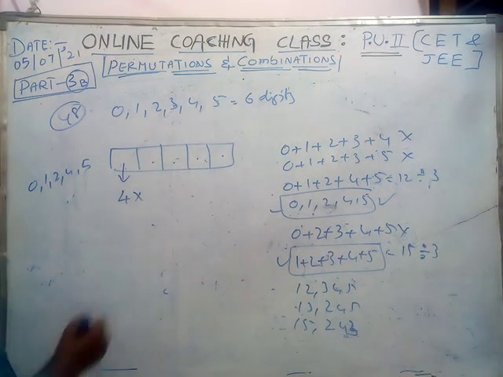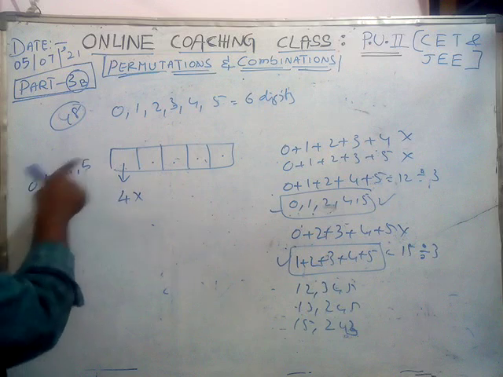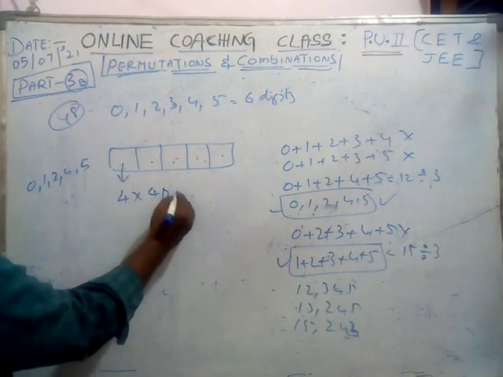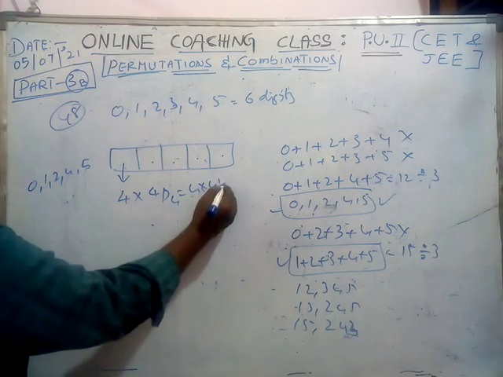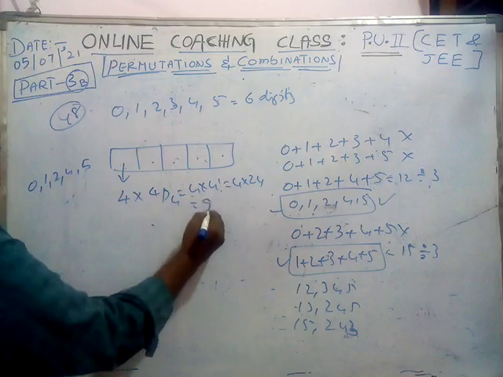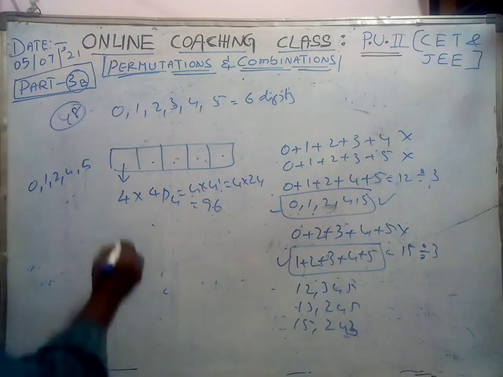The remaining boxes, after filling the first box, have the remaining 4 digits for 4 boxes. It is 4P4, that is 4 into 24, so 4 into 24 is 96.